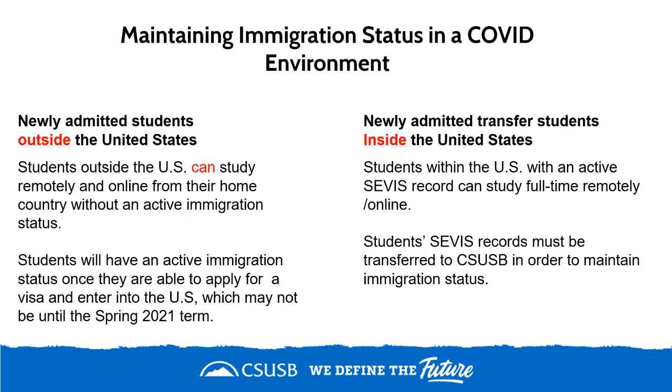But in the meantime, in order for us to continue to keep an active record, you must actively be enrolled in classes, whether you're inside the U.S. or outside. Newly admitted transfer students inside the U.S. will have their SEVIS record transferred to us. They must be enrolled in classes where we can register them within SEVIS to say that they have arrived and they are actively maintaining their immigration status.